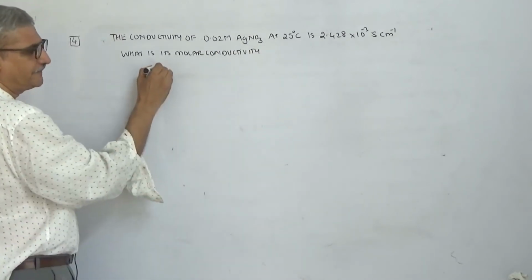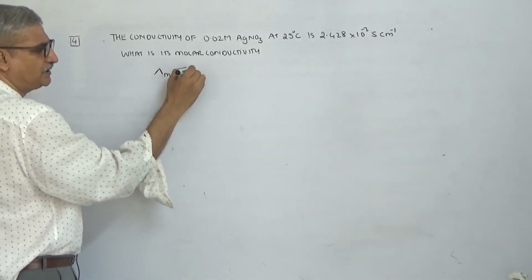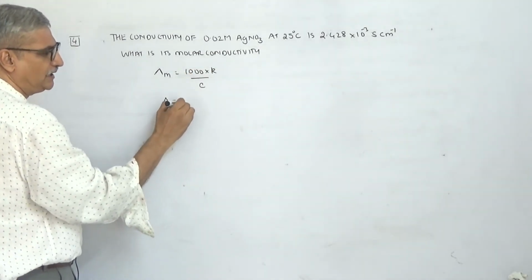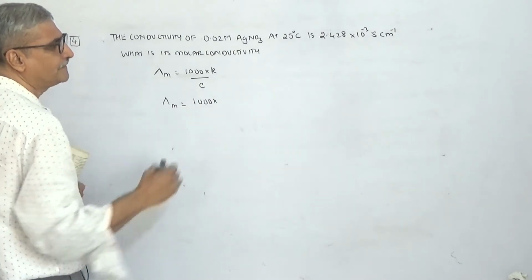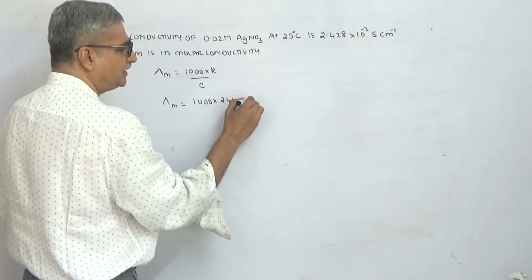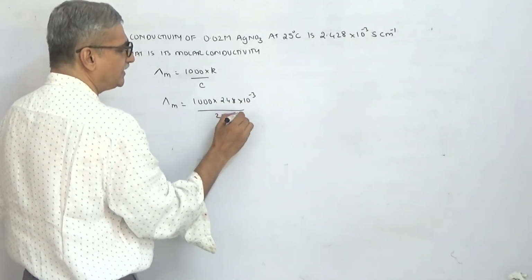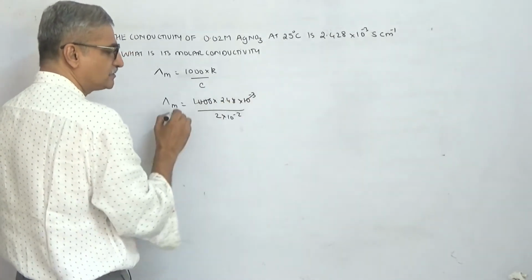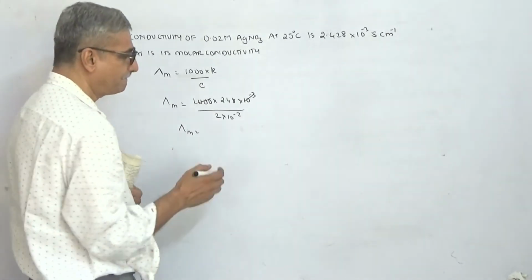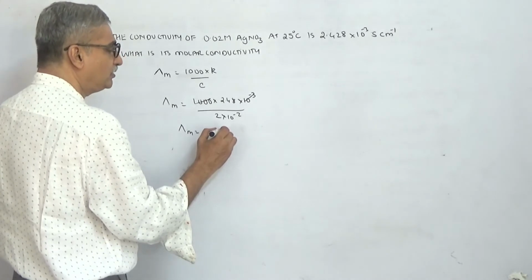So what do we have? Kappa m is equal to 1000 into K by C. So your molar conductivity is 1000 into K, which is 2.48 into 10 raised to minus 3, upon C, which is 2 into 10 raised to minus 2. Both get cancelled. See how easy it is. Such a sum can come as an MCQ also. So 2 1s are 2, 2 2s are 4, 2 4s are 8.